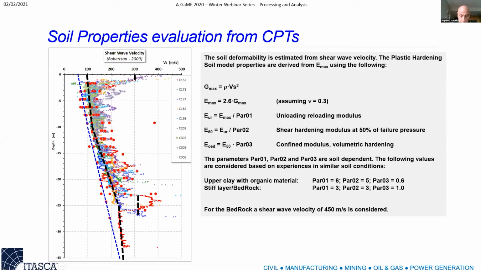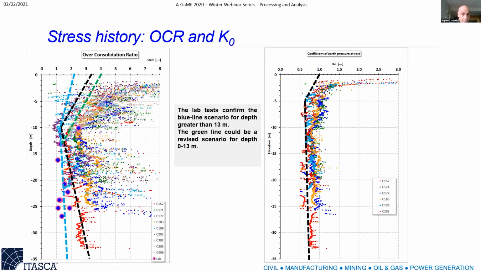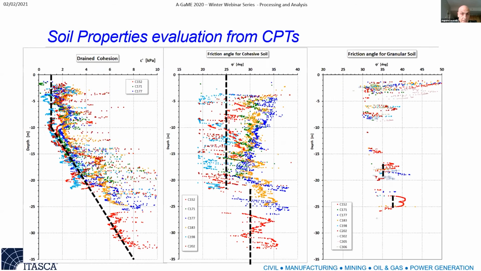There will be an extended presentation available on the website later on with further discussion about this. Other properties that are important for deformation analysis, obviously, are the stress history, the OCR, and the K-naught that can be evaluated using CPTs.